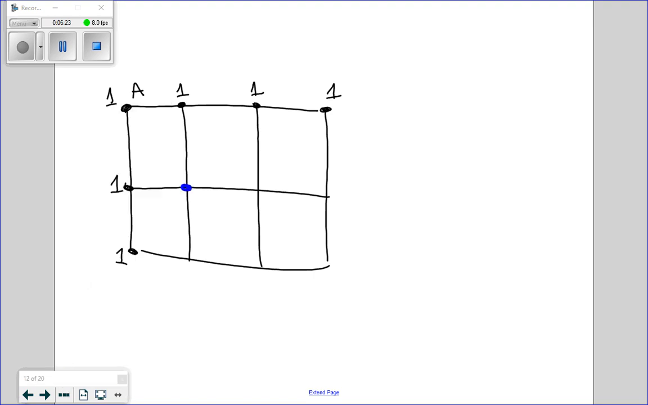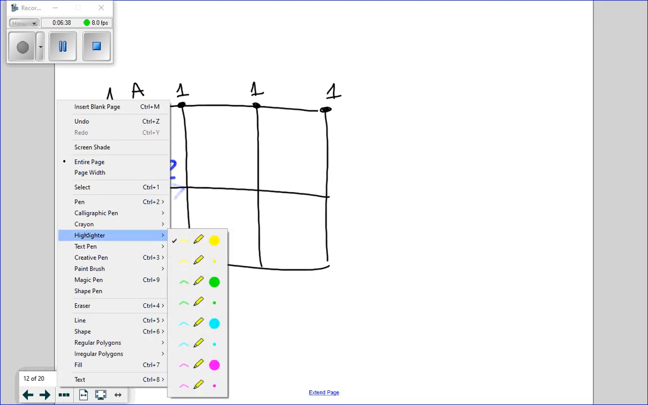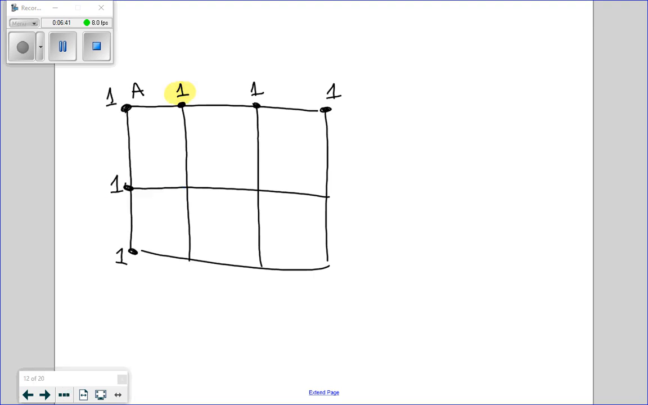How many ways are there to get to this corner? Well, you could go this way, or you could go this way. So there's 2 ways to get to that corner. Yes? Okay. The way this works is you want to take these 2 numbers and add them. So 1 plus 1 is 2. So how many ways do you think there are to get to this corner? 3. 1 plus 2 is 3.